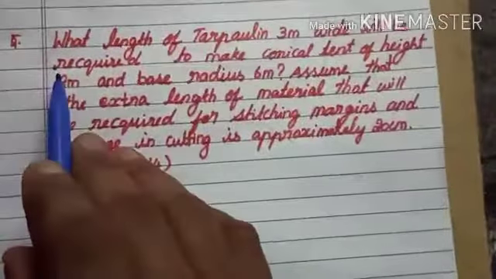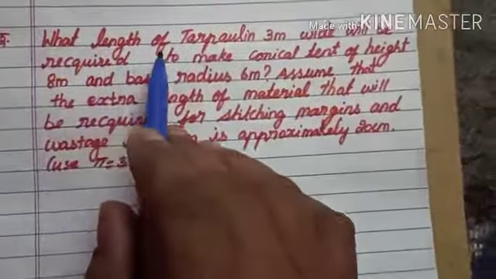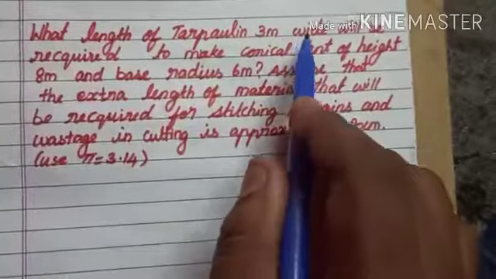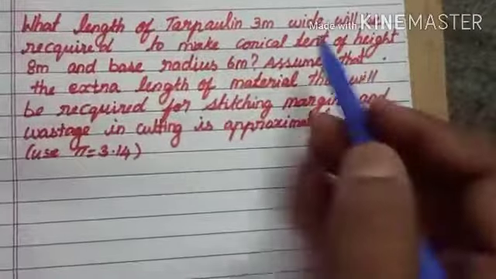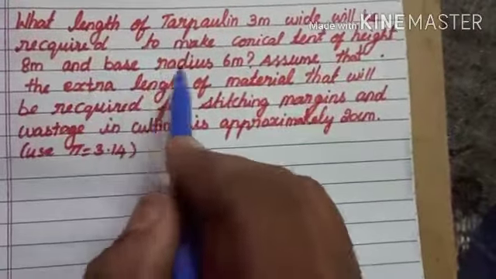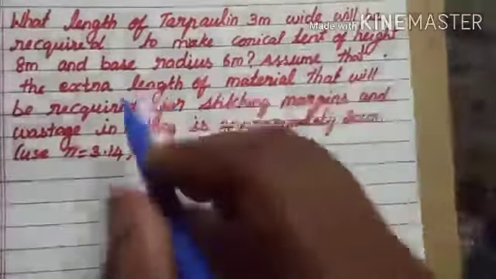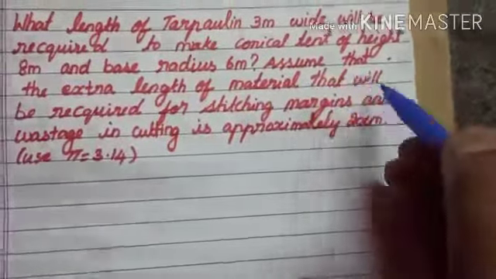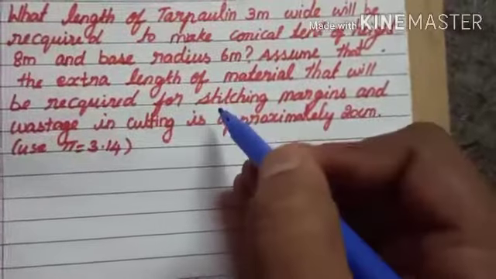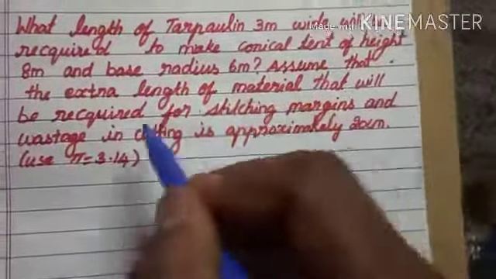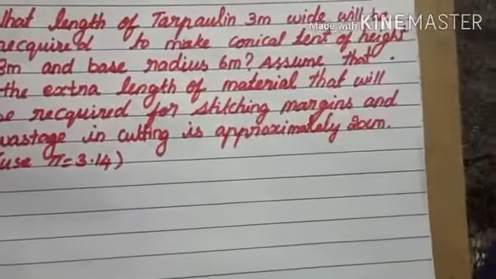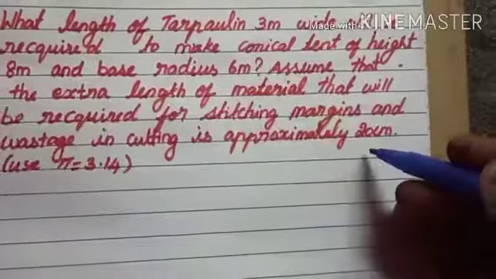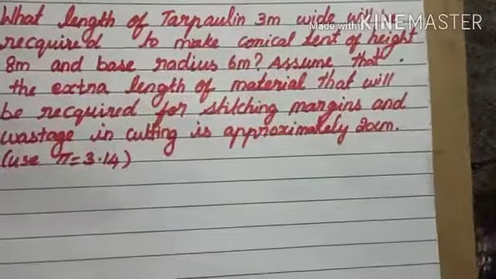Next we move on to question number 5. What length of tarpaulin 3 meter wide will be required to make a conical tent of height 8 meter and base radius 6 meter? Assume that the extra length of material required for stitching, margins and wastage in cutting is approximately 20 centimeter. So finally you must add this 20 centimeter for that conical tent.